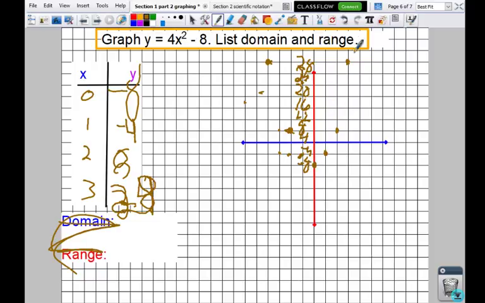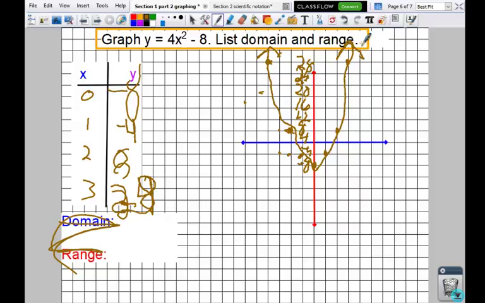Alright, now we've got to finish this off. Come on. Something wrong with that dot? There we go. Alright.